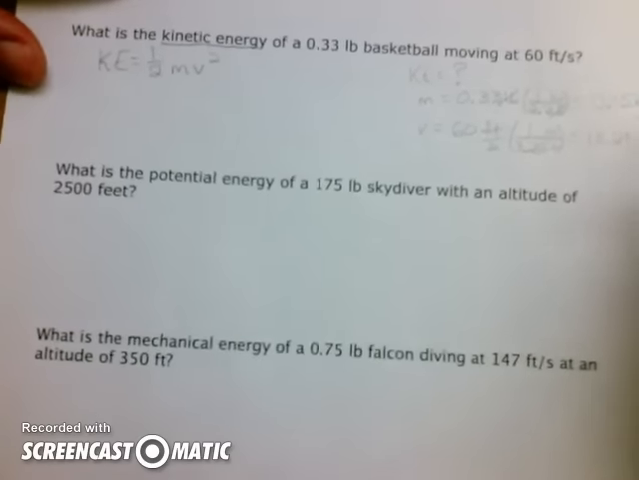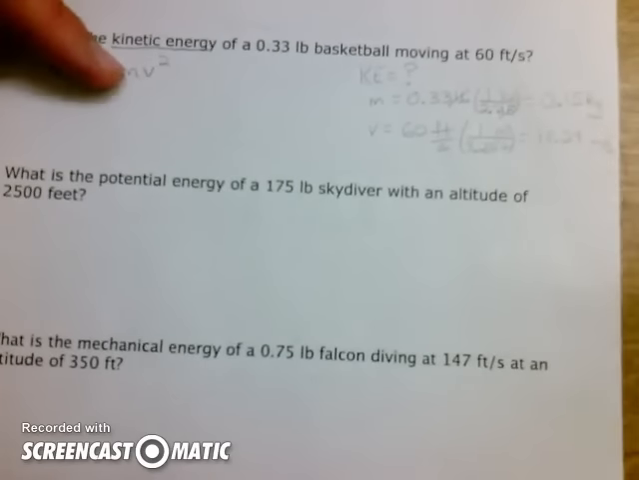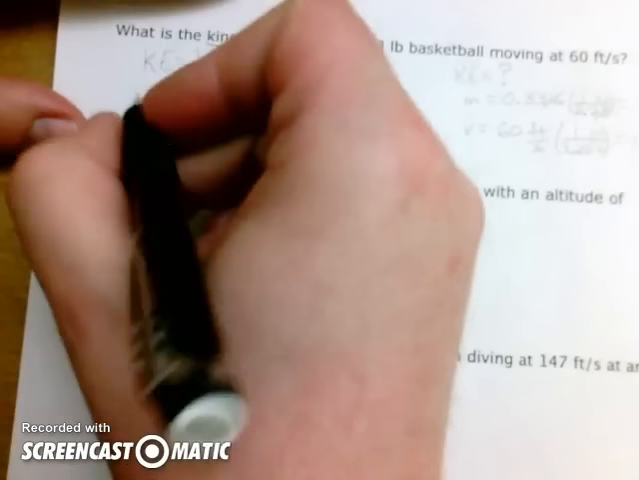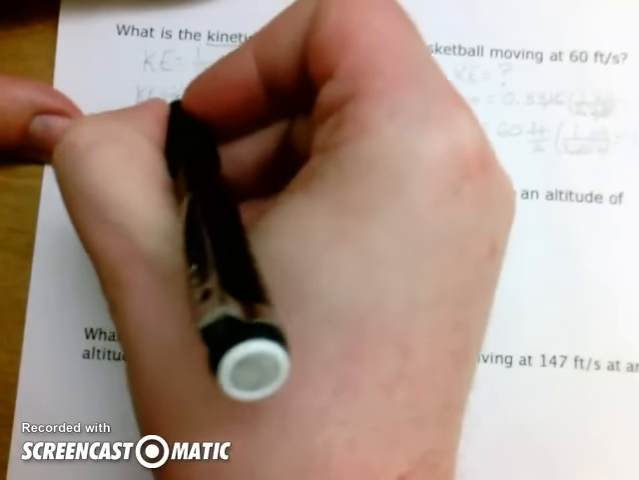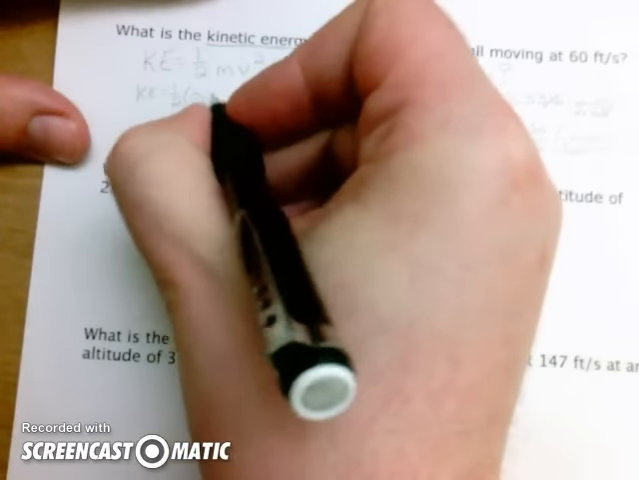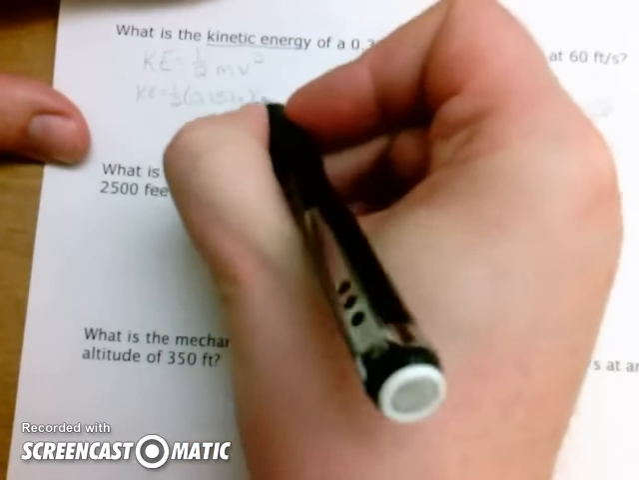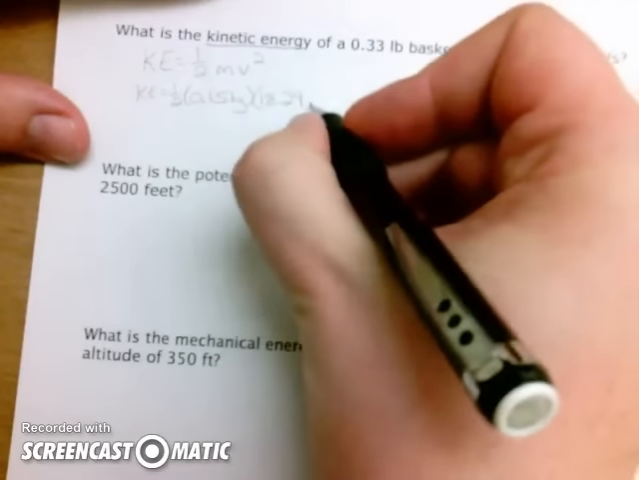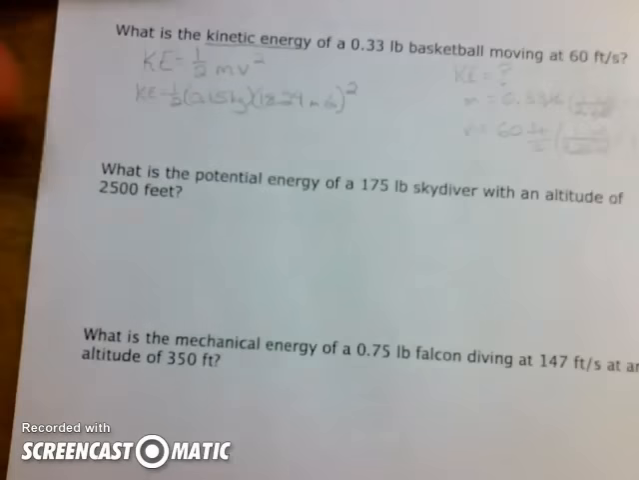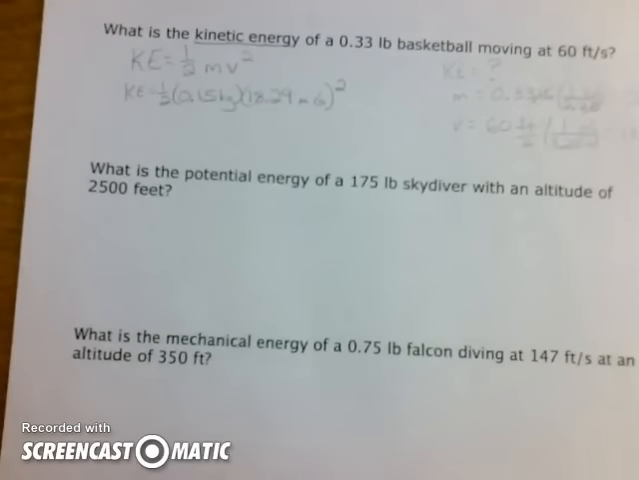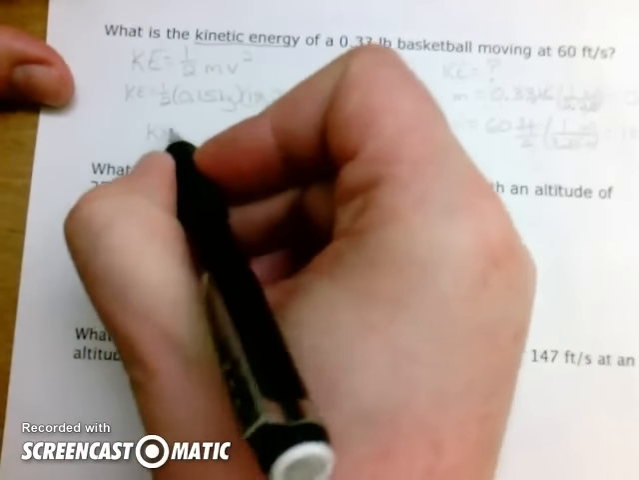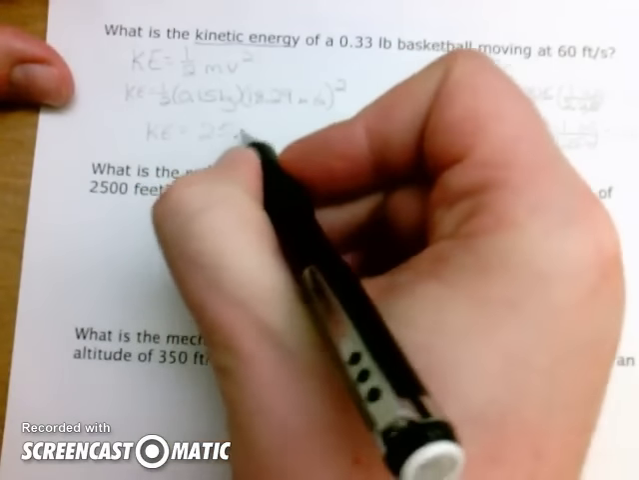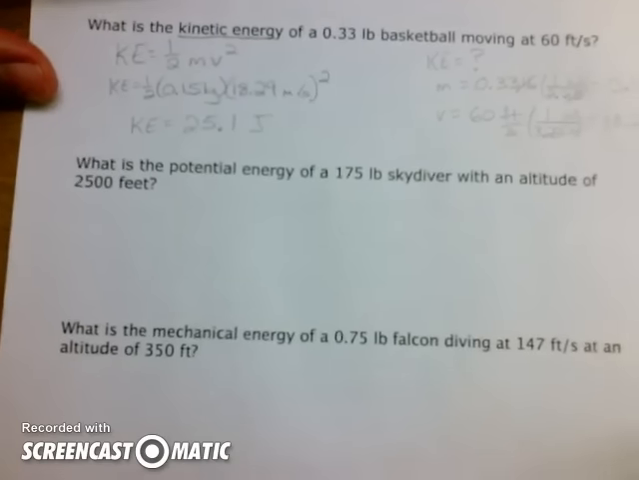Now we'll take these values that we calculated and plug them into my kinetic energy equation over here. So KE equals 1/2 times the mass, 0.15 kilograms, times the velocity, 18.29 meters per second, and the velocity is squared. So square your 18.29. So 0.5 times 0.15 times 18.29 squared will give me a kinetic energy of 25.1 joules. Okay, there we go.